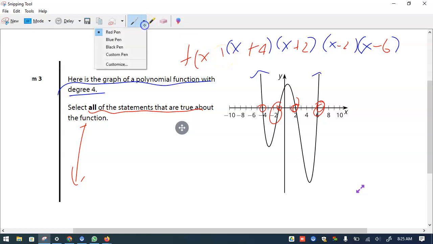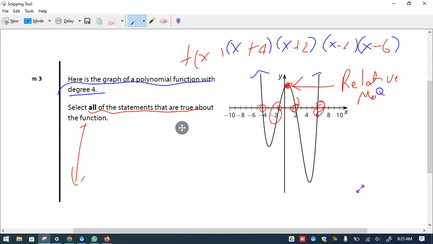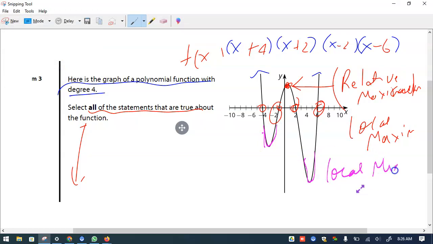Then what else is true? It has one relative maximum. Look at this, it is a relative maximum, or it is also called a local maximum. And okay, so there are two values here. So there are two local minimums. That means there are two relative minimums.